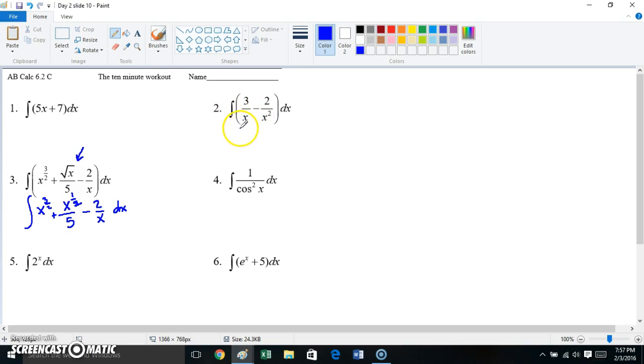In question 2, I would leave the 3 over x, but I'm going to rewrite 2x to the -2 before I integrate. Number 4, I'm not quite sure how to do cosine squared of x or 1 over cosine squared of x, so think of your trig identity here. What's another name for 1 over cosine? That would be secant. So this is secant squared of x dx.